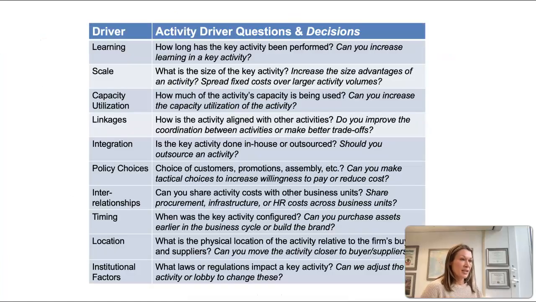Learning is the idea of how long the key activity has been performed. You gain efficiency the longer a firm has engaged in an activity. Capacity utilization asks how much of the firm's capacity is being used in that stage of activity. Can you increase the capacity utilization for that activity? Linkages asks you to examine the alignment between activities in the firm. Is there good coordination amongst them?